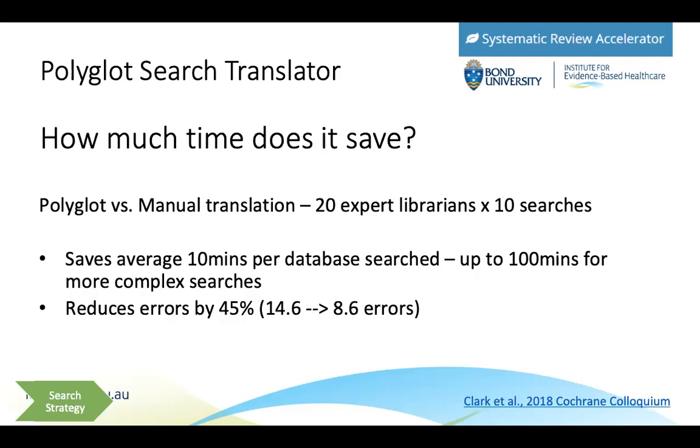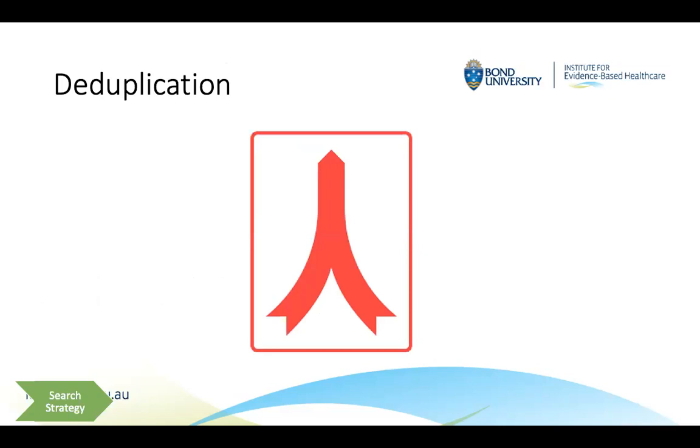We tested it versus manual translation, so getting expert librarians to manually translate the syntax and the brackets and the different MeSH headings and things like that. It saves about 10 minutes per database searched, and for some of the more complex searches, it can save up to 100 minutes. And also, it reduces errors, which is great. That's one of the things that can make the translation process really annoying. You've missed, like in coding, you've missed one comma. So yeah, really neat tool. And we just launched our version 3. So that's live on the CREB website, on the SR Accelerator website, free of charge.